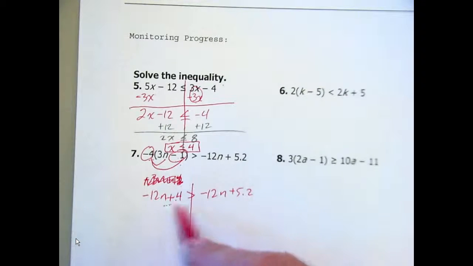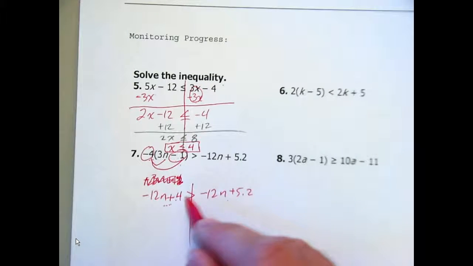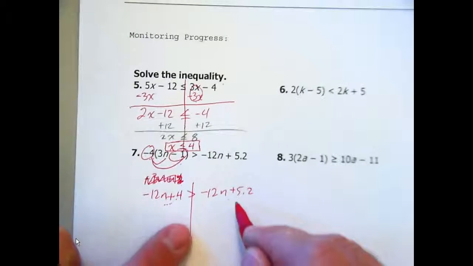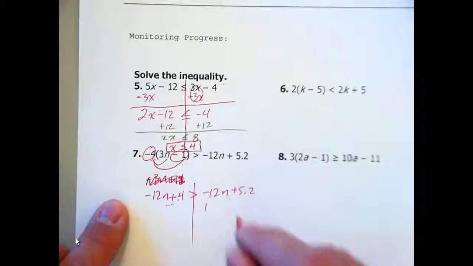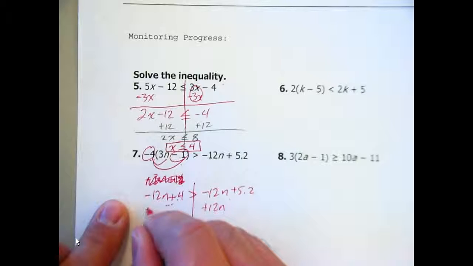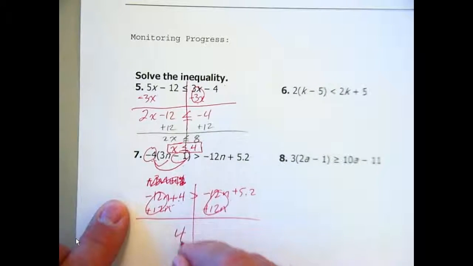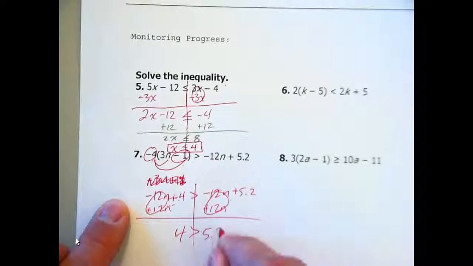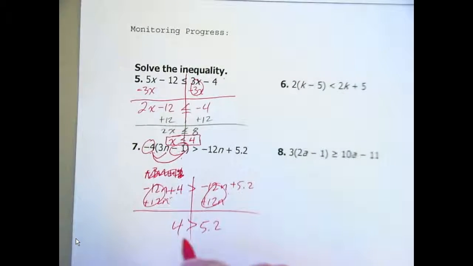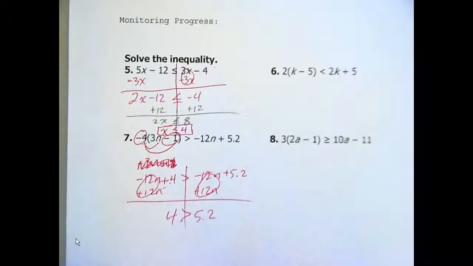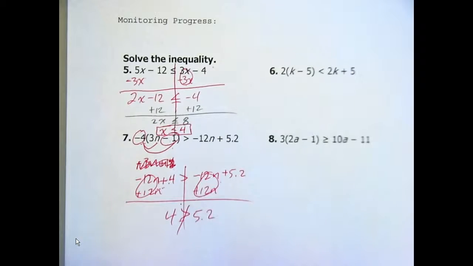Now notice these are different things, and in the past, if this was an equal sign, we'd say no solution, right? Because if I collect my variables on the same side, notice what happens to my variable. It disappears. So now I have 4 is greater than 5.2. Now we have to wait till we get to this statement to see if it's a no solution. Is 4 ever greater than 5.2? No, this is a no solution.